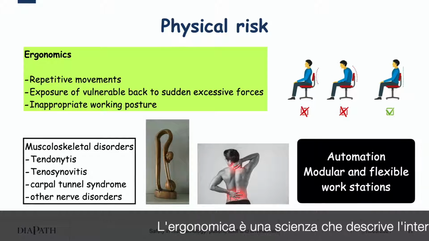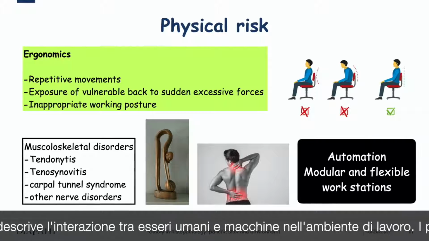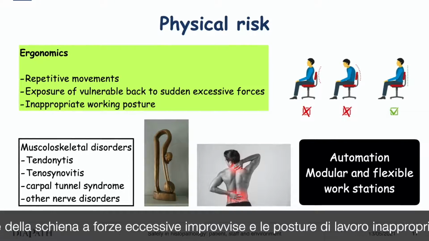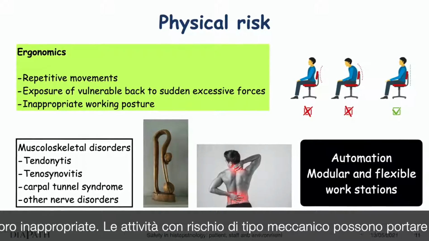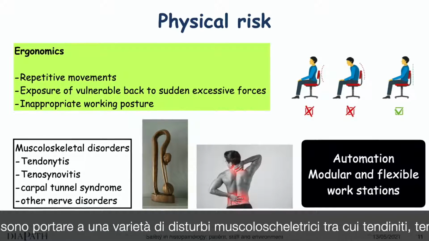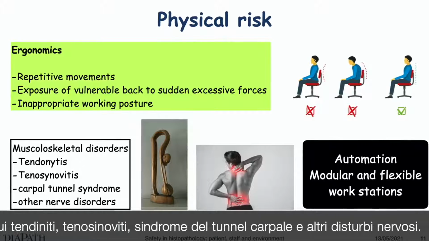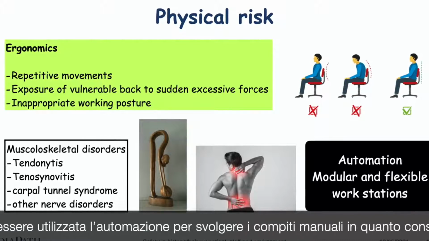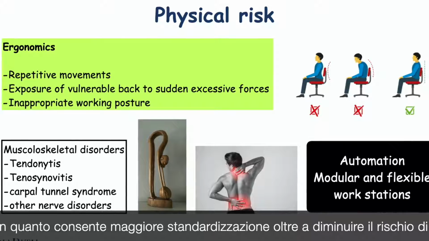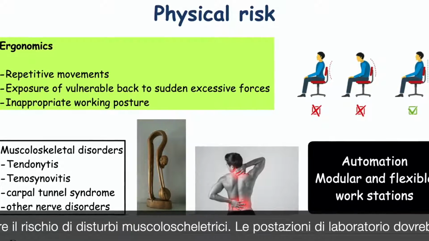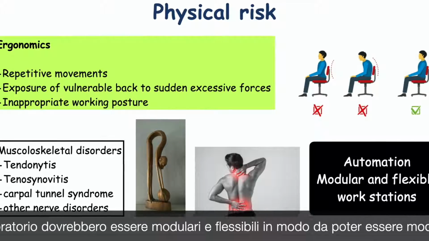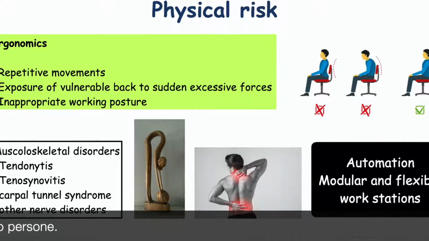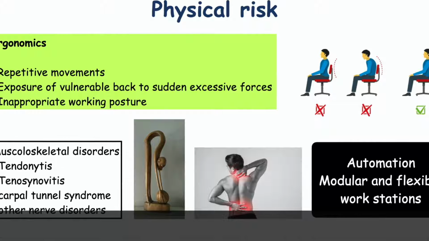Ergonomics is a science that describes the interaction between human beings and machines in the working environment. Dangers include repetitive movements, exposure of the vulnerable back to sudden excessive forces, and inappropriate working postures. Mechanical risks can lead to a variety of musculoskeletal disorders, including tendonitis, tenosynovitis, carpal tunnel syndrome, and other nerve disorders. Automation should be considered to cover manual tasks for more standardization and to decrease the risks of musculoskeletal disorders. Laboratory workstations should be modular and flexible so that they can be altered to accommodate new tasks, equipment, or people.